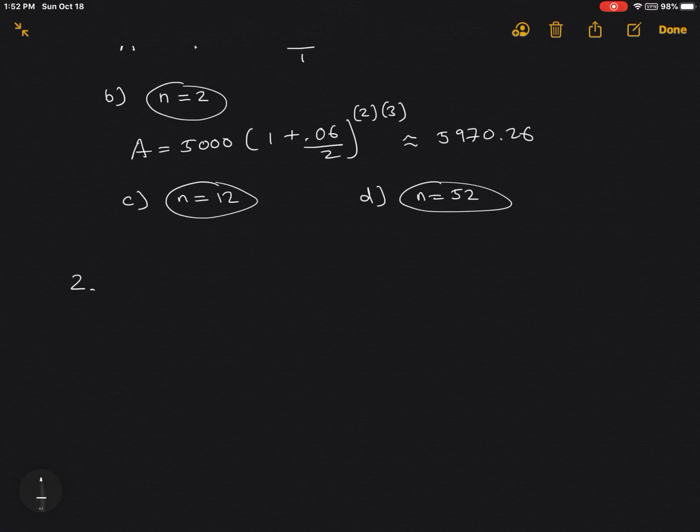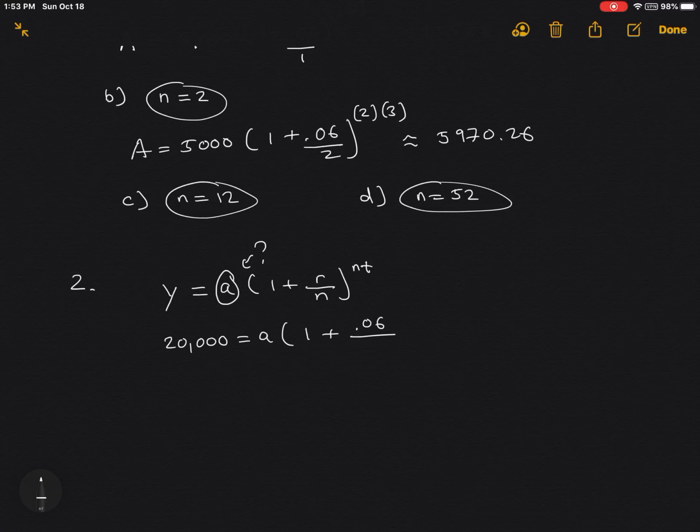Problem number 2 says find the present value, initial value, of $20,000 due in 8.5 years, earning 6% annual interest, compounded monthly. So again, I'm still going to use this formula. This time I'll just use A, 1 plus R over N to the NT. And they want us to find what this is. How do I know that's what they want us to find? Because this is your initial value or your present value. So $20,000 is going to be my final amount. And my rate as a decimal is going to be 0.06.